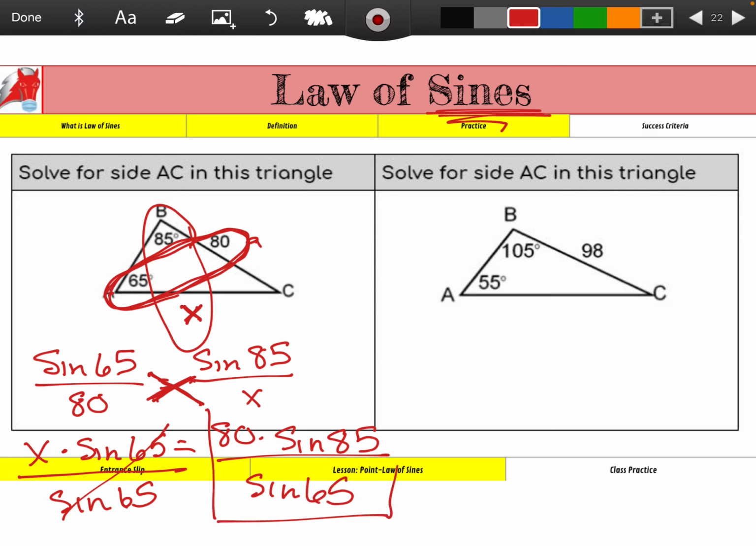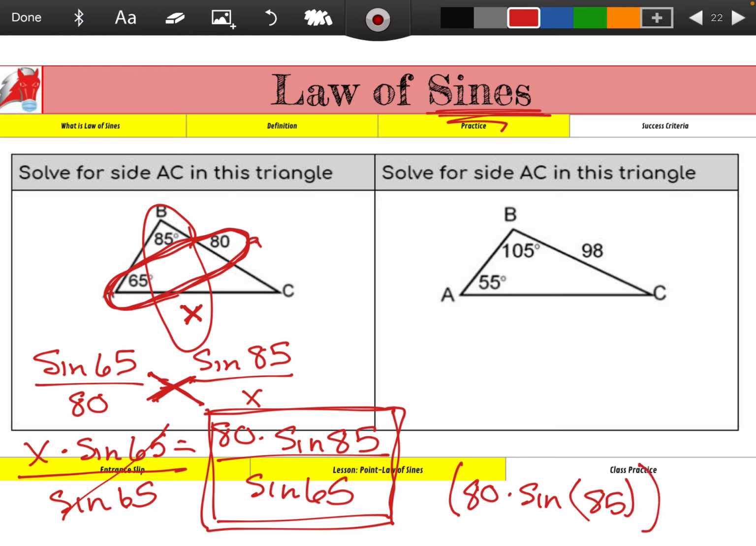This is everything that goes into my calculator. Parentheses would probably be a good idea in this case. So when I put it in my calculator, I go parentheses, 80 times, now be careful because it's going to give you parentheses to start with, sine 85, and the parentheses, and then divide all of that by sine 65. If I do it in the right order, your calculator is going to take care of the order of operations. It'll do the ratios, it'll have the decimals, do all that stuff.